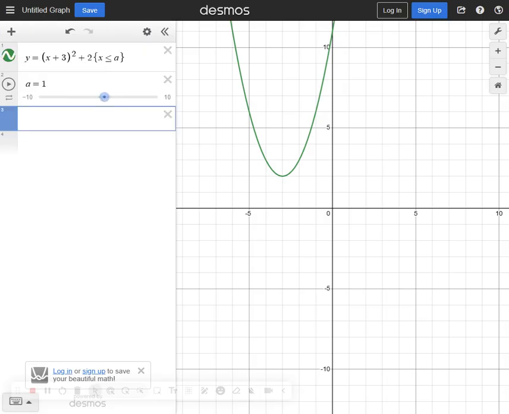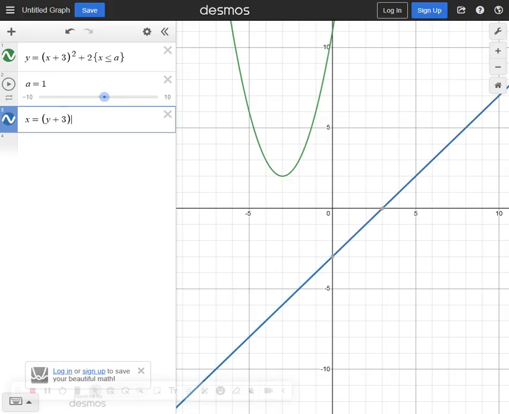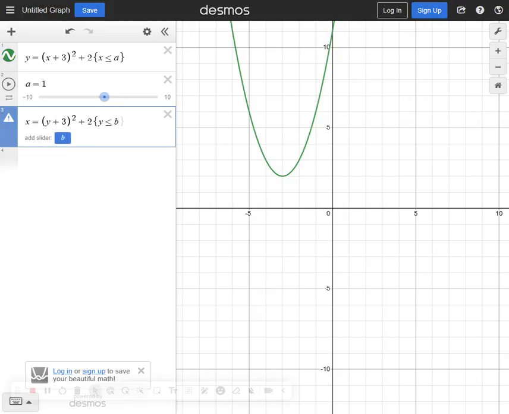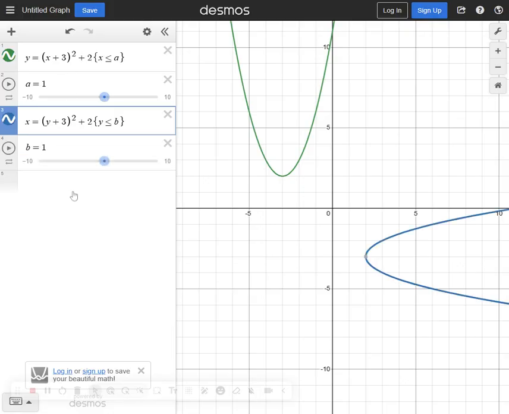Okay, now let's create the graph for the inverse. So y will turn to x, equals, x will turn to y plus 3 and then squared and then plus 2. All right. Now the slider, of course, this is x, so the inverse will be y. Now this is a. What's the inverse of a? B. Which is the domain. Alright, so here's your slider for B.